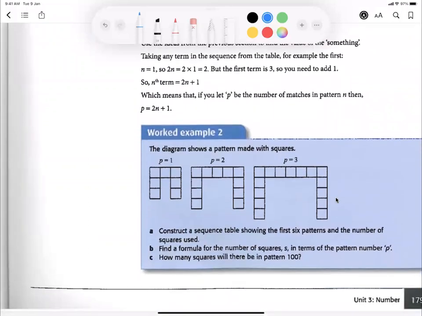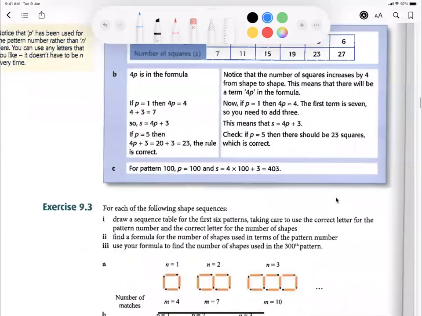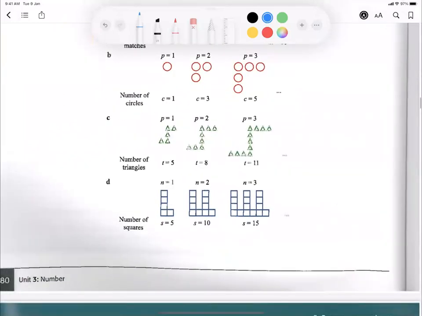So for example, here you can see 1, 2, 3, 4, 5, 6, 7, 8, 9, 10, 11, 12, and then plus 4, plus 4, 4n plus 3 is the n term. Okay, then you should be able to figure out the sequences here, and you are very well off, good to go.